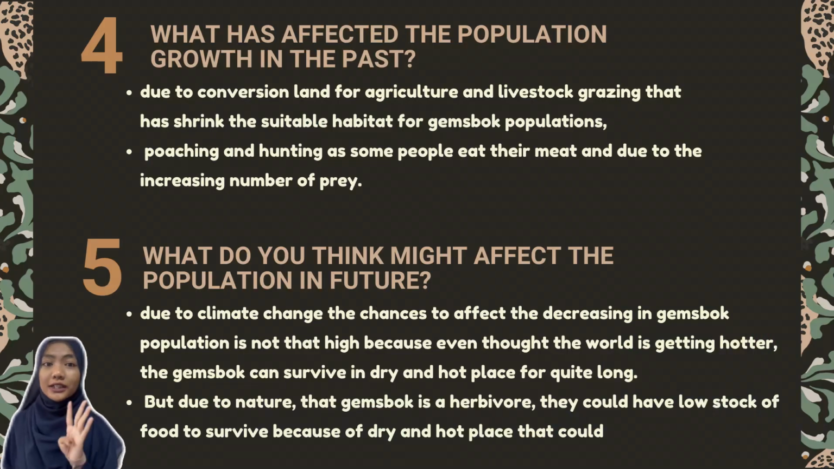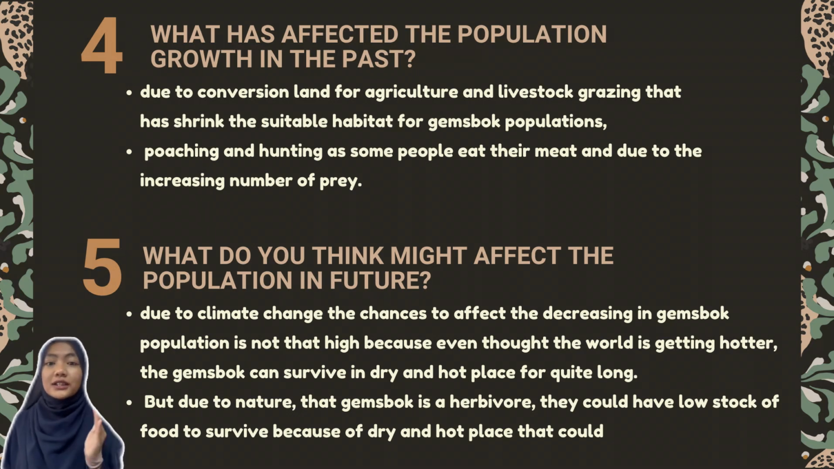The fourth question is, what has affected the population growth in the past? Mainly habitat loss and hunting. Sometimes, Gemsbok habitat is used for farming and livestock. Plus, poaching and more predators have made it harder for their population to grow.